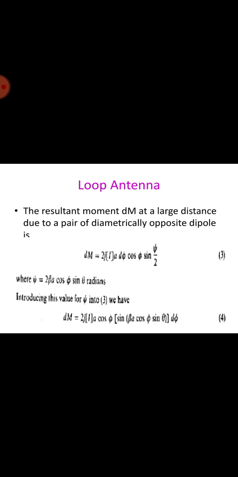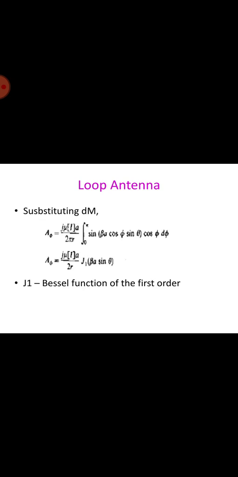By substituting this value, I will get the component A phi is equal to j mu I a by 2 pi r into the integral from 0 to pi of sin of beta a cos phi sin theta into cos phi d phi. And A phi is equal to j mu I a divided by 2r, and by integrating we will get J1 of beta a sin theta, where J1 is the Bessel function of the first order and of argument beta a sin theta.